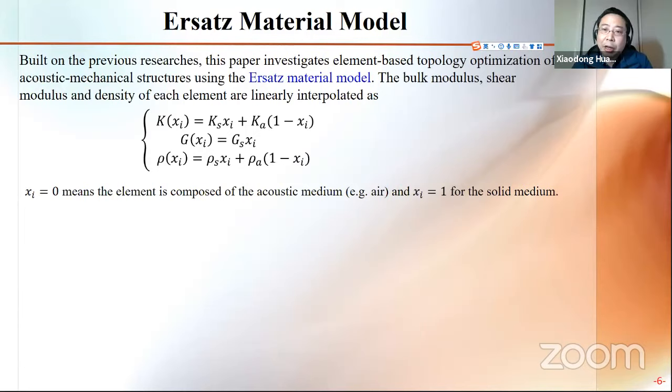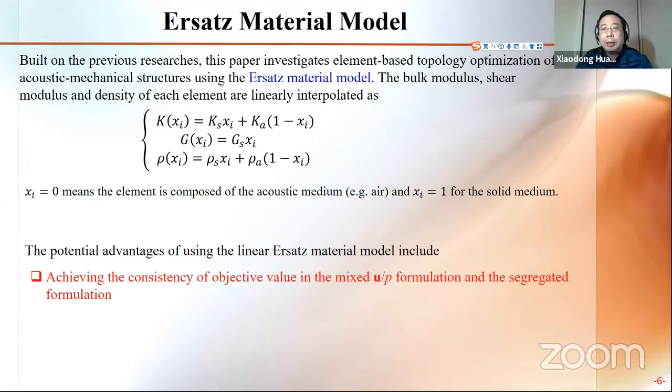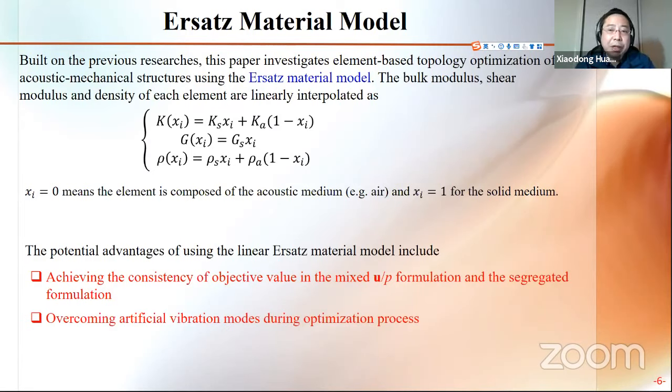We propose an element-based topology optimization using SS material model. The bulk modulus, shear modulus, and the density of each element are linearly interpolated. Here, xi equals zero means element is composed of acoustic media. Xi equals one for solid media. The potential advantage of using SS material model is to achieve consistency of objective value in the mixed UP formulation and segregated formulation. Additionally, due to the constant ratio between modulus and density, there are no artificial vibration modes during optimization.